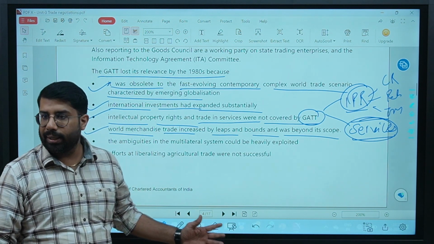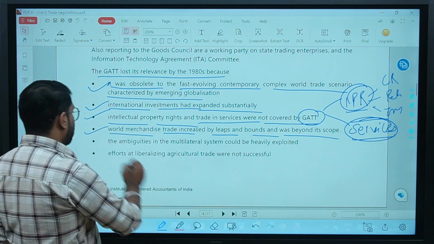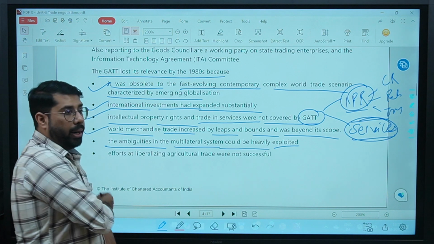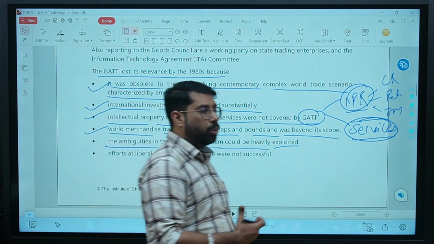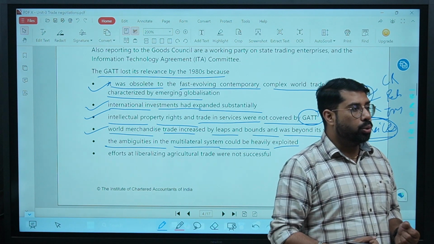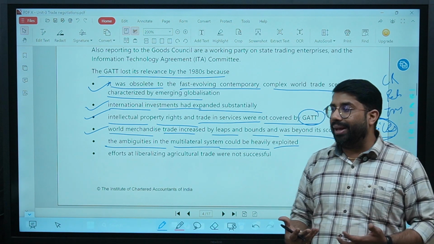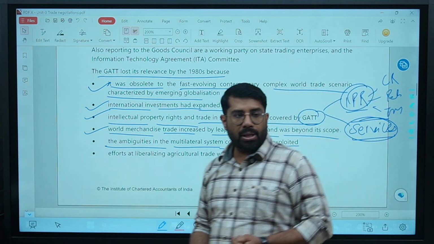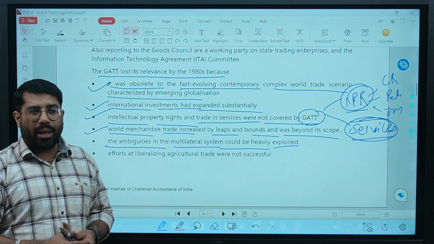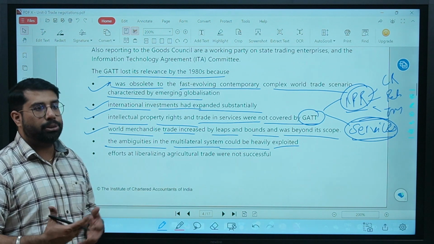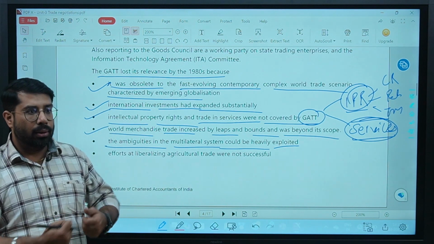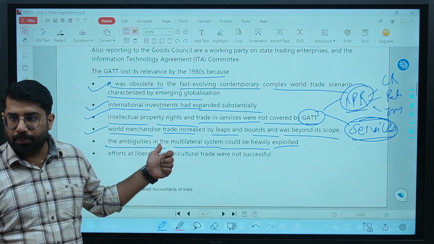Are we clear? Yes or no? Second last is the ambiguities in the multilateral system could be heavily exploited. The terms and conditions on which GATT was formed were not so powerful that they could be applied in a very correct manner. It means there were many loopholes in those terms and conditions, which countries were taking misadvantage of. They were exploiting the very lenient rules and regulations of GATT.